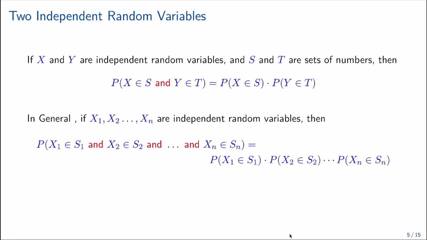Now, if x and y are independent random variables and s and t are sets of numbers, then the probability that x is in s and y is in t is equal to the probability that x is in s multiplied by the probability of y in t. In general, if we have x1, x2 to xn independent random variables, then the probability of x1 in s1 and x2 in s2 and so forth is equal to the multiplication of the probability of x1 in s1 times the probability of x2 in s2 and so forth.